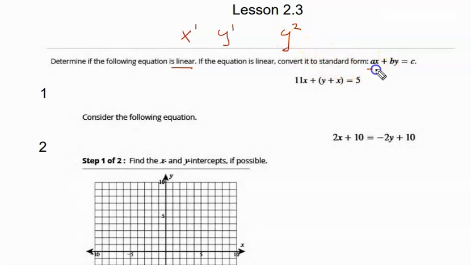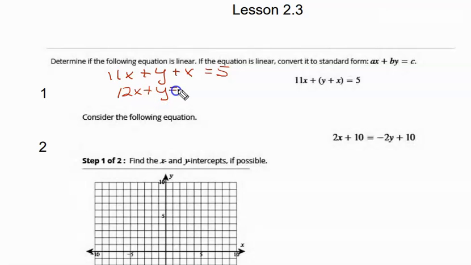Okay, and they want us to put it in what form? This is standard form. So what we do here is we clear parentheses, 11x plus just y plus x equals 5. So all we need to do here is combine like terms. There's a 1 there, so this becomes 12x plus y equals 5. It's linear and now in standard form.